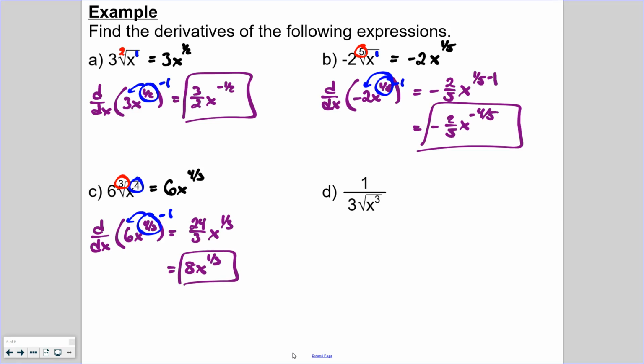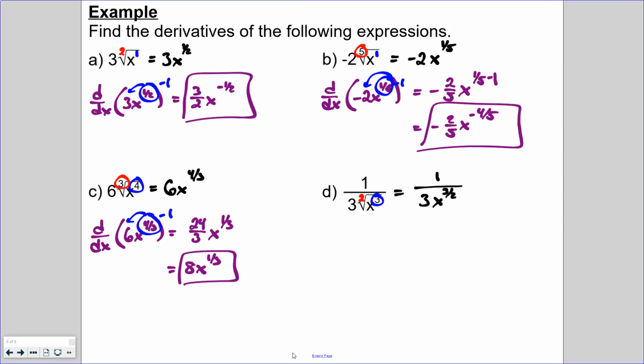Now we can look at letter D. Now, letter D is a little bit different because now we have a radical in the denominator. So we're going to have to take a couple extra steps here. But we can see our power is 3, and since it's a square root, the root will be 2. So I can rewrite this as 1 over 3x to the 3/2 power.